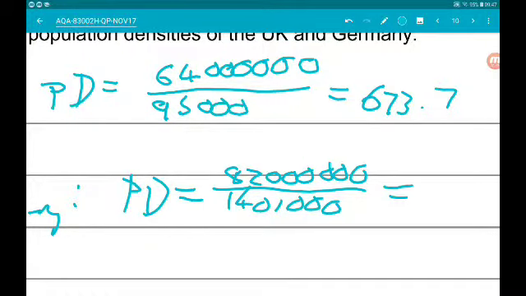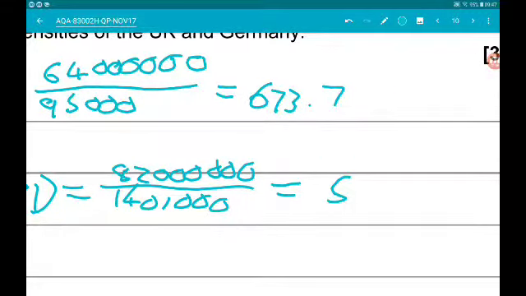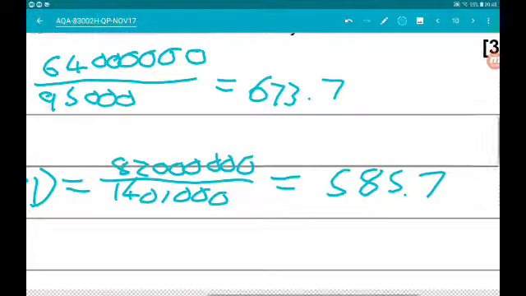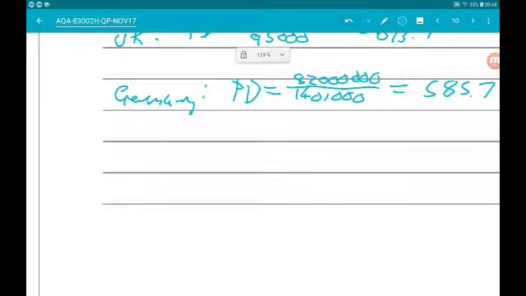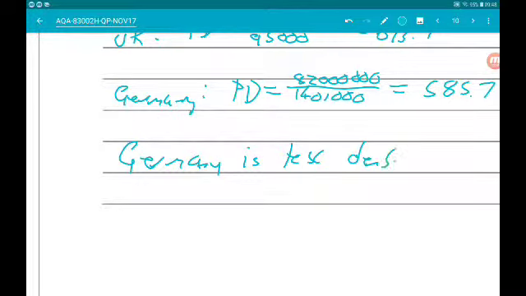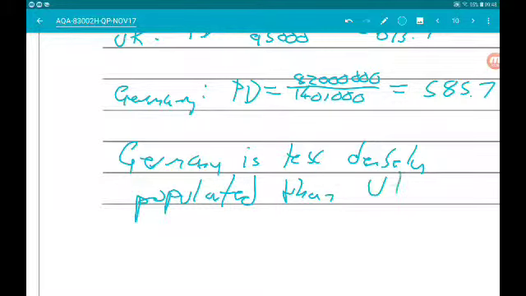And that's going to give us 585.7. So there are our two population densities, that's 2 marks. We now get 1 mark for comparing them. So we could say Germany is less densely populated than the UK. Cool.